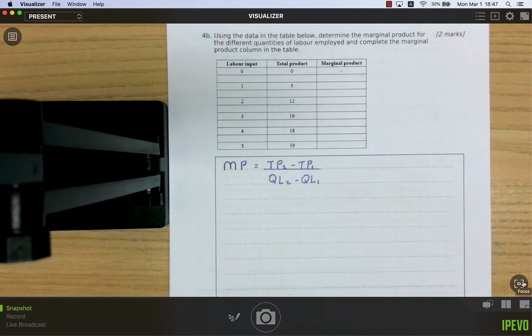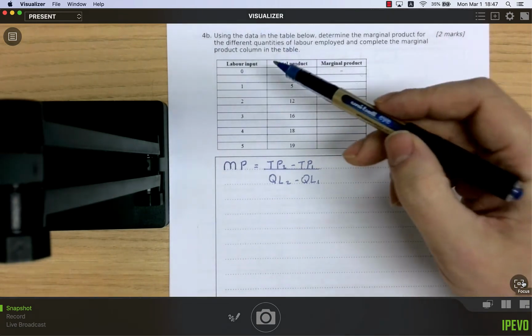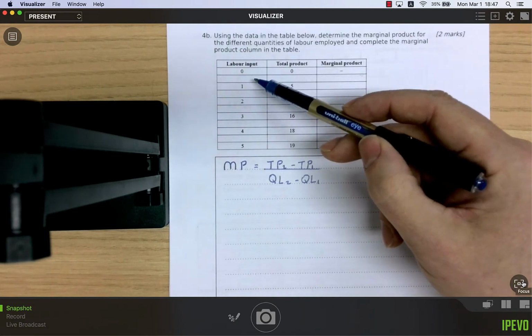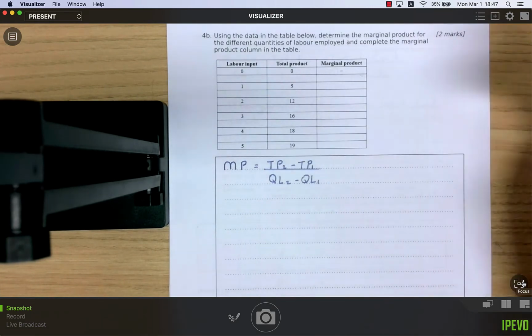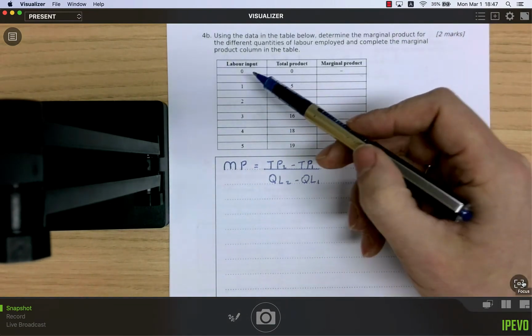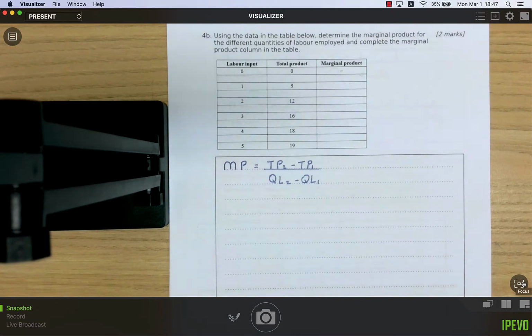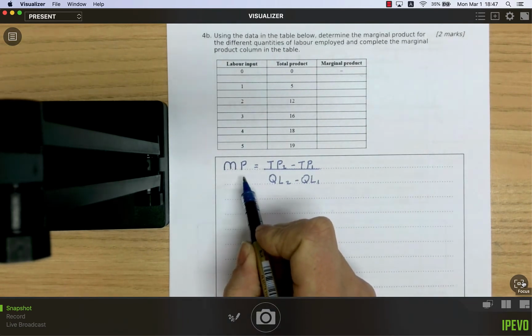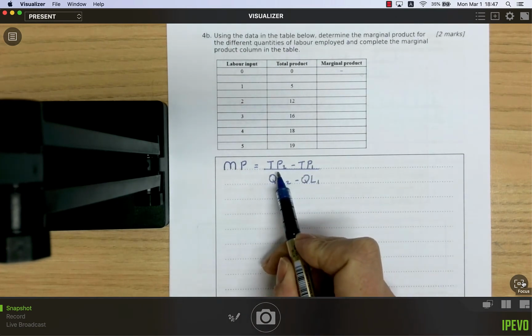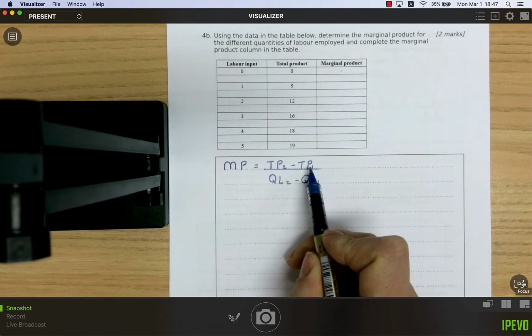What you will see is that we go from 0 to 1 to 2 to 3 to 4 to 5, but some go from 0 to 4 and then from 4 to 8 and so on. So I've given you the overall formula that will work no matter which one you're doing. The marginal product of labour equals the total amount produced after you hired the new worker minus the total amount produced before you hired the new worker.